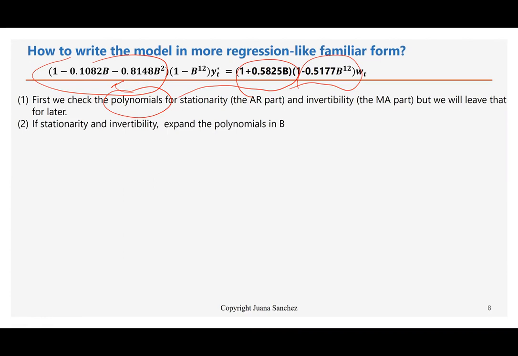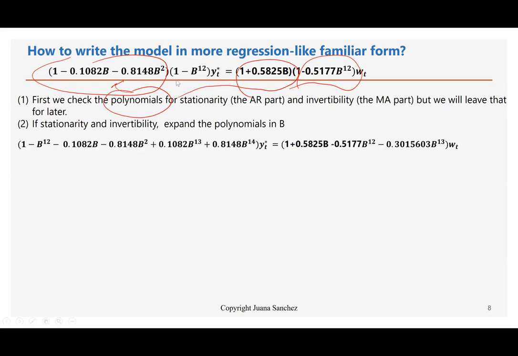Then if there is stationarity and invertibility, which are necessary conditions for us to be able to forecast, we are going to expand the polynomials in B. What does that mean? It means I'm going to multiply the polynomials. So this is the model fitted to the seasonally differenced quartic root. I just multiply these polynomials. This is the polynomial on the left times the polynomial 1 minus B12, and that gives me all these other polynomials in powers of the backshift operator. I do the same with the right-hand side. I multiply the polynomials.